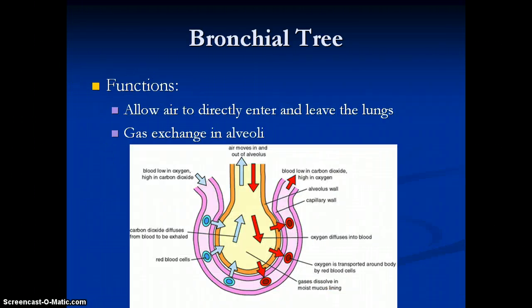Keeping on with the bronchiolar tree, the function of it is to allow air to directly enter and leave the lungs. Gas exchange happens in the alveoli. So this little picture is a diagram of that. Blood low in oxygen and high in carbon dioxide enters, and then blood low in carbon dioxide and high in oxygen leaves. This is through diffusion as air moves in and out of the alveolus. So through diffusion, carbon dioxide leaves as you breathe out, and oxygen comes in as you breathe in. The oxygen is brought to the blood cells, and then CO2 leaves the blood cells. So this is all done through diffusion.